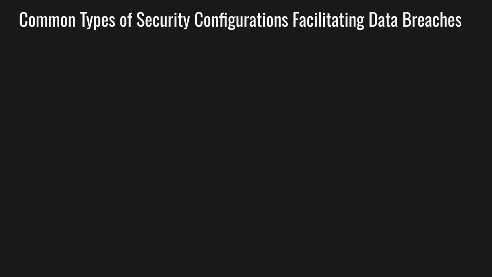Common types of security misconfigurations facilitating data breaches. Here's a look at some classic culprits when it comes to security misconfigurations. Default settings. With the boom of cloud platforms like Amazon Web Services and Microsoft Azure, businesses increasingly depend on these services for data storage and management. However, sticking with default settings can introduce huge risks.